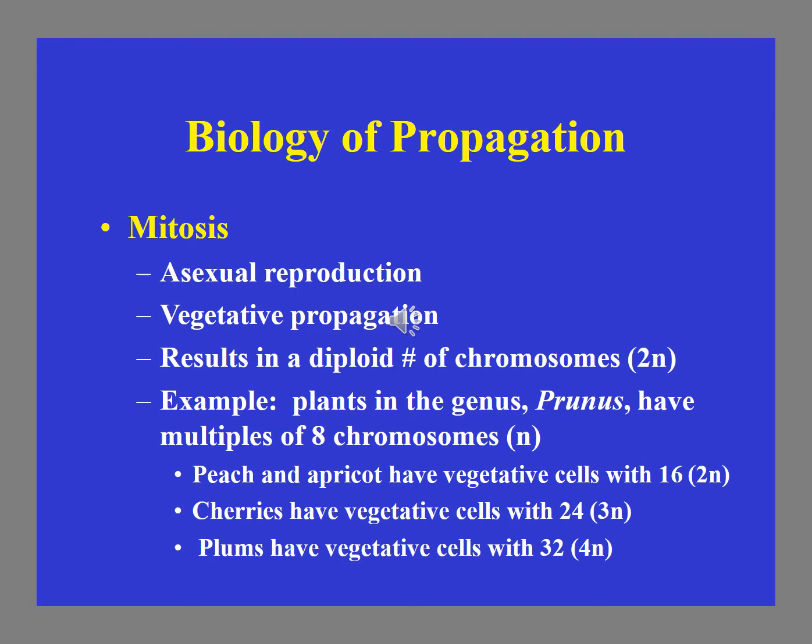For example, a plant in the genus Prunus, there's many, many species in Prunus, they have multiples of 8 chromosomes. The peach and apricot have vegetative cells with 16, cherries have 24, plums have 32, and through mitosis, the cells that are created in mitosis in those Prunus species would have the same number. So a peach would have 16 chromosomes normally, and as it goes through mitosis, the resulting new cells would have 16 chromosomes. And that's different than meiosis, where the chromosome number changes.